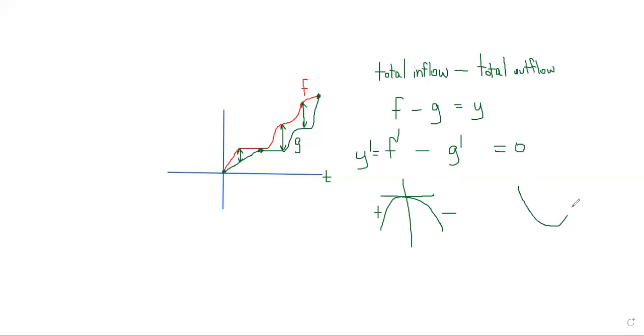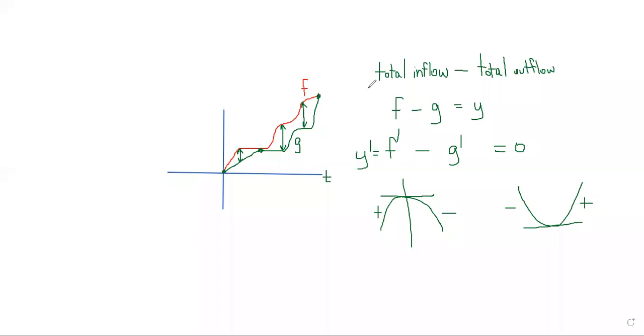Remember that when you have the valley, your slopes do the opposite. They go from negative to positive. And remember that this is referring to the difference of f minus g. The y value here is defined as f minus g.